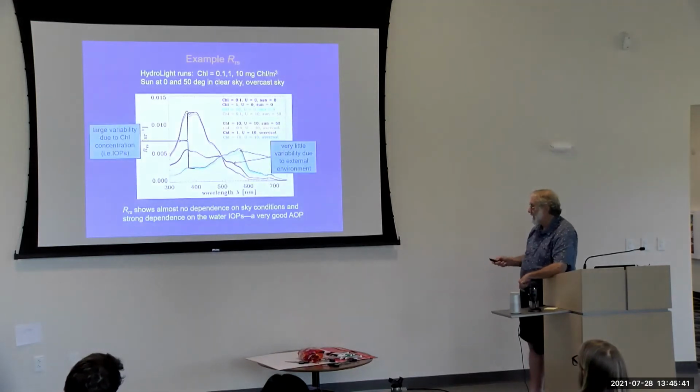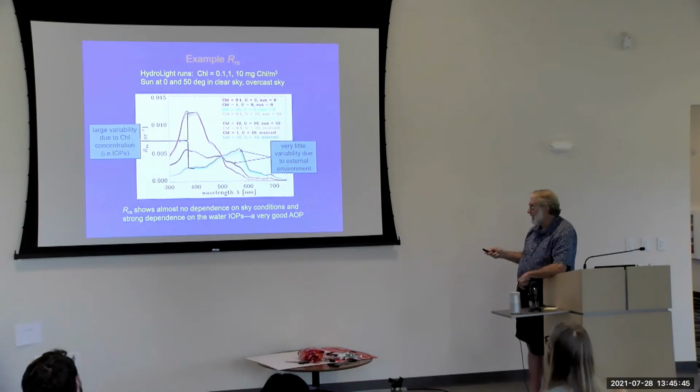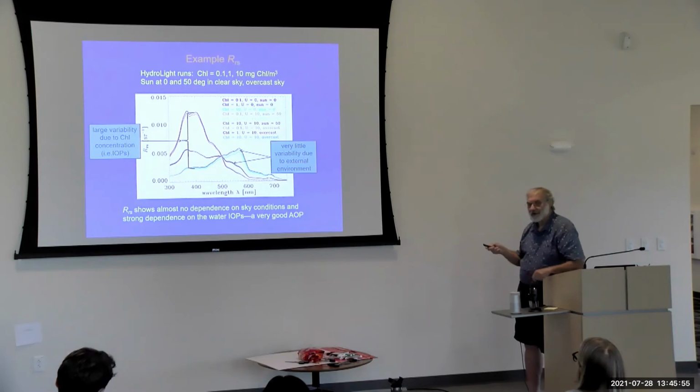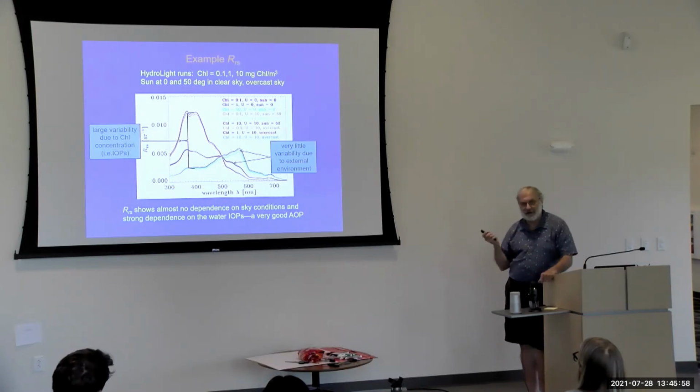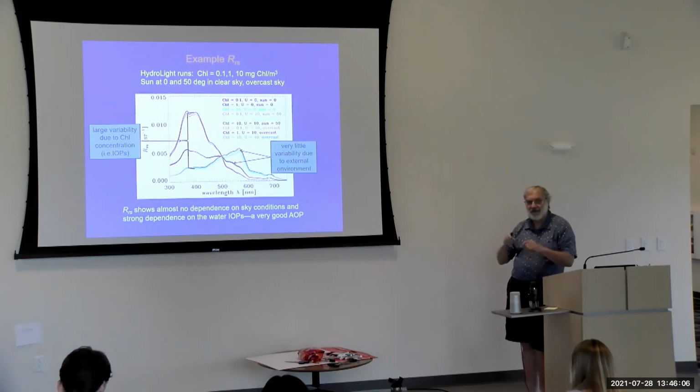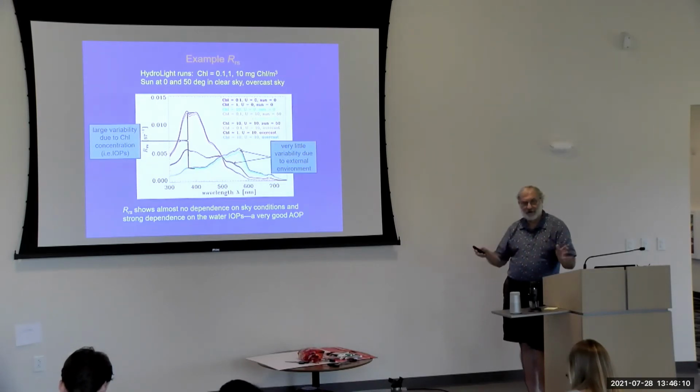So if we do that plot again, now look at this. We have a really nice separation by chlorophyll values and very little variability according to sun angle and sky conditions. So this guy is a really good AOP. And this is the reason that everybody now uses RRS rather than irradiance reflectance to do their ocean color remote sensing.